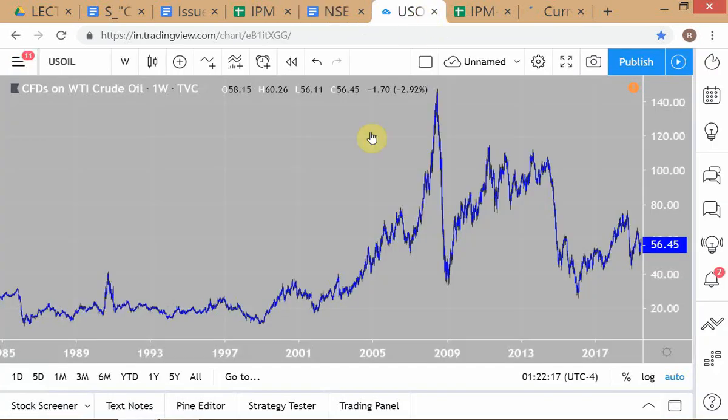Let's look at this oil chart, that will give you an idea. This price that you see, 56.45, is a price for one barrel of oil. So in this market we say that oil is the base asset. West Texas Intermediate crude oil is the base asset. And what is the terms asset in this market? Anybody? Price? No, price cannot be an asset.